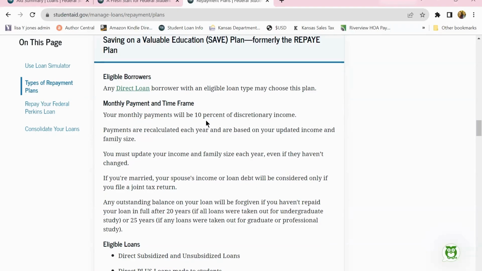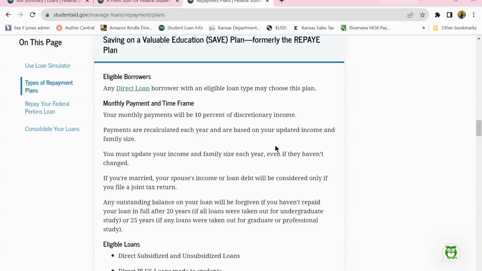So there's a calculation that's going to be done that will tell you what your discretionary income is. And so once they know what that number is, let's say you have a discretionary amount of $100 a month, then your payment is only going to be $10, okay, per loan, okay? Payments are recalculated every year, okay, and are based on your updated income and family size. What they are requesting is that you sign up to basically link your tax return to the Department of Education, and they will pull that information automatically from your tax return.